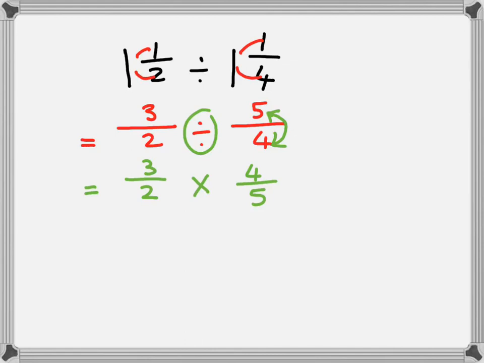And we're first going to cancel out if we can. And there is something we can do. I see 2 can go into itself once and it can go into 4 twice. Nothing else can cancel out. Now we're going to times out.